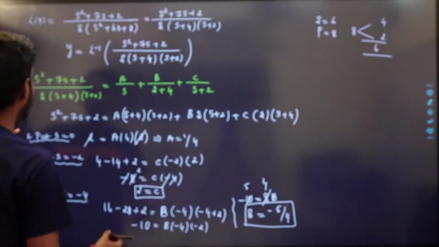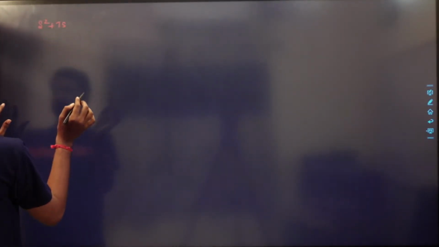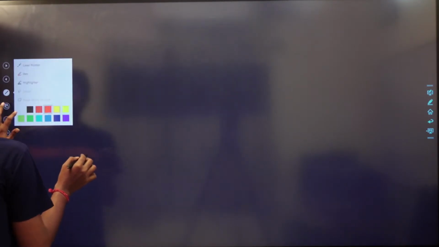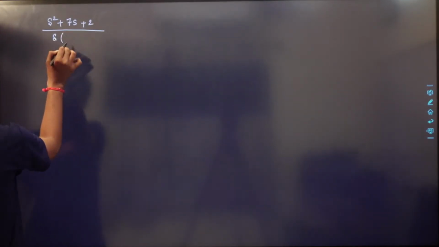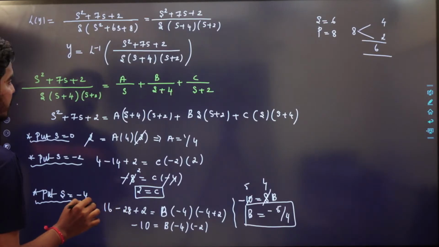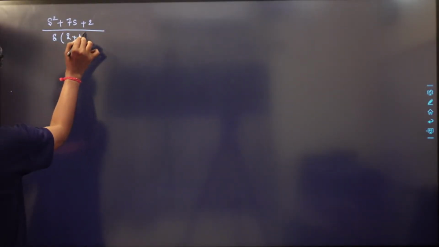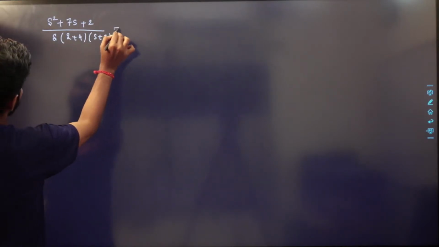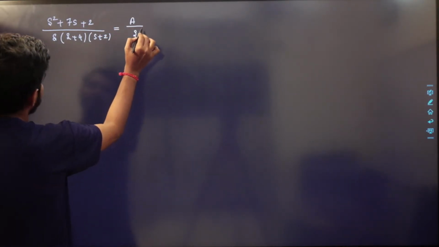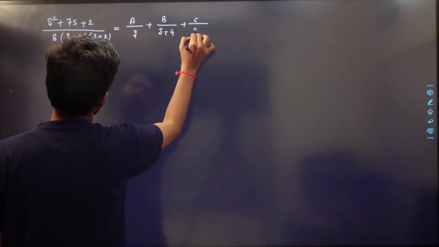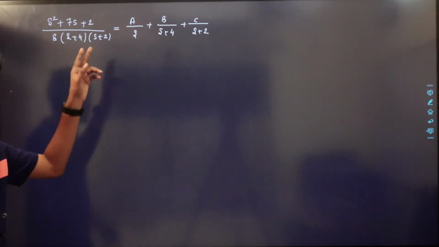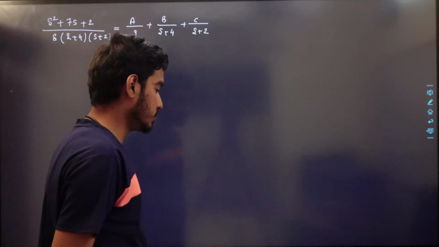Okay, so we will have s square plus 7s plus 2 divided by s into s plus 4 into s plus 2, right? So this is A by s plus B by s plus 4 plus C by s plus 2, right? Now we already found the values of a, b, c. Just substitute, you'll get the answer.